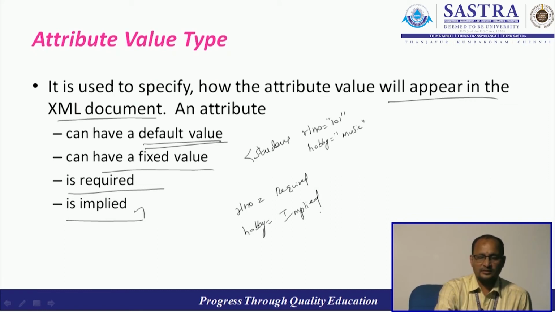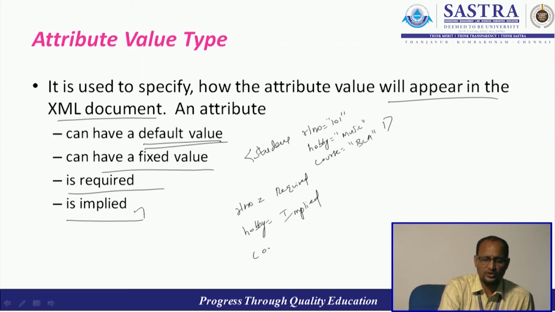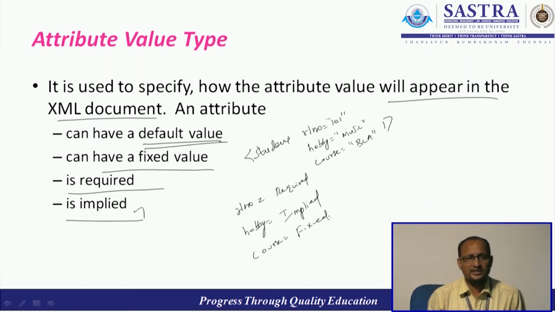Then the course is common for all students. That is, BCA is common. None of the students should enter wrong values. In the sense, we should make it a fixed value. So course can be fixed. So we will discuss all this one by one.